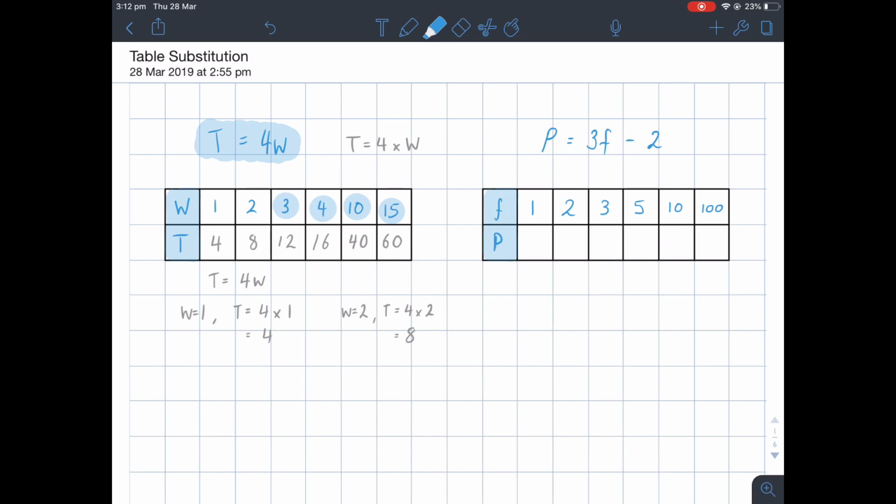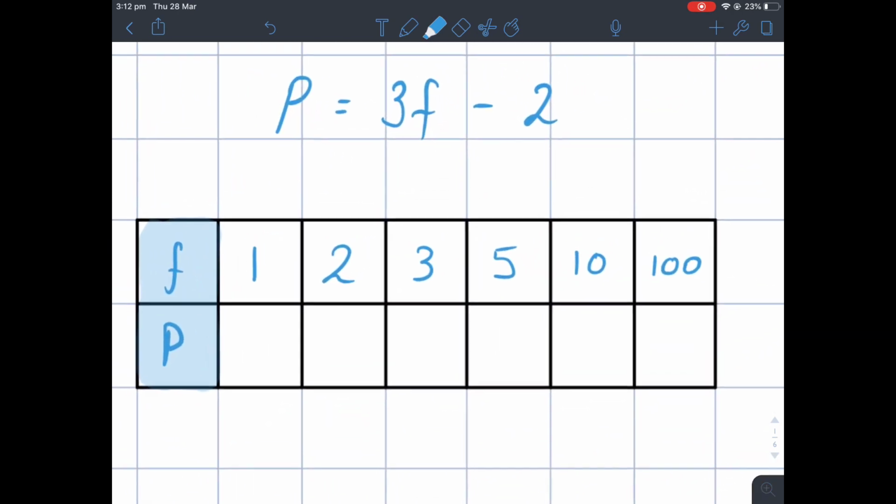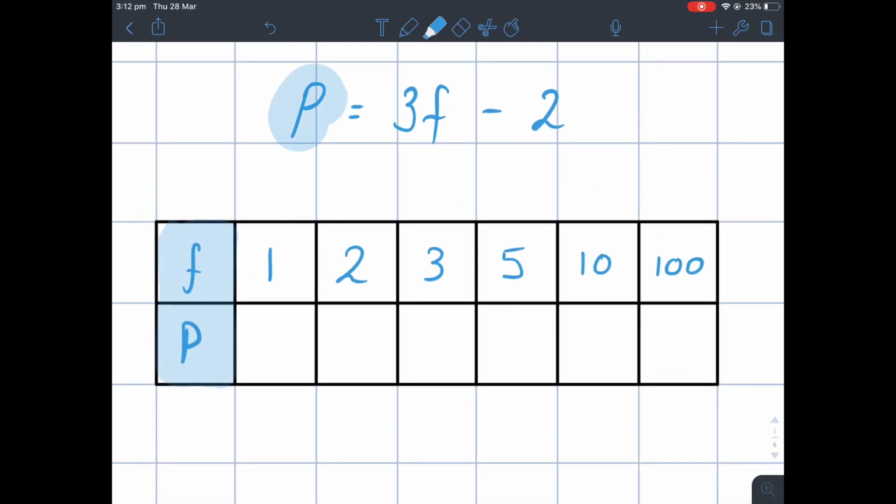Now we're going to look at a slightly different example here. Notice we've changed the variables here. We're now using p and f. It doesn't matter what variables we use, the same rules apply. And again, we can let f and p be any number that we want them to be. So again, in the table here, I've got 6 different values for f: 1, 2, 3, 5, 10, and 100. And we can evaluate p for every single value of f that we've got there.